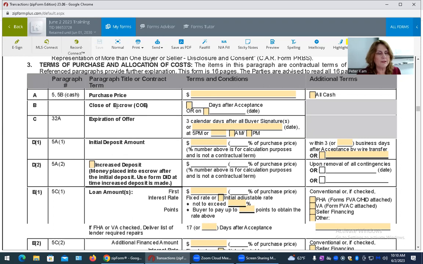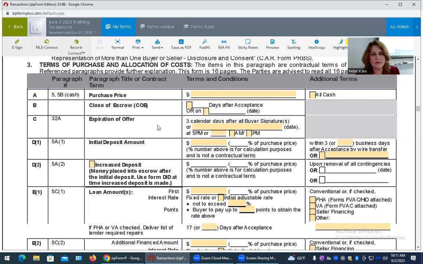And then I would put the title of what you're countering because we don't want ambiguity. So close of escrow, you're either going to put your 30 days or 60 days, whatever it is, or insert a date. You want to probably look and make sure you're not inserting a weekend date or a holiday date.